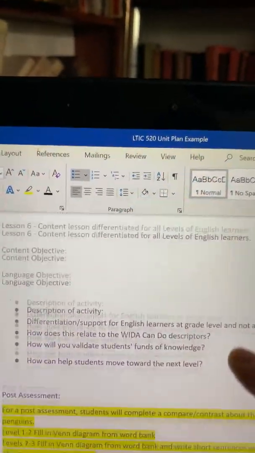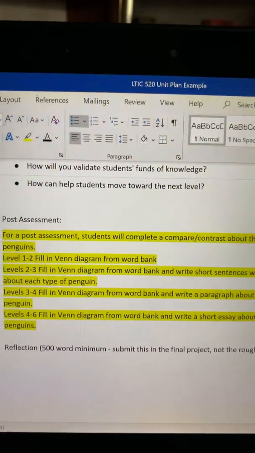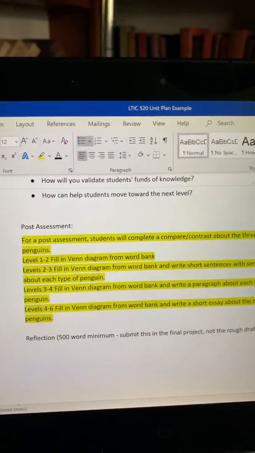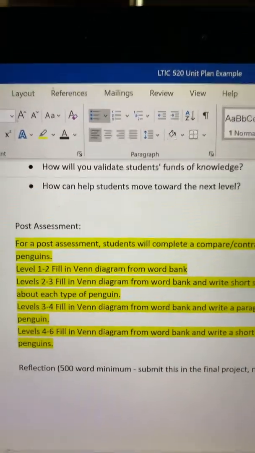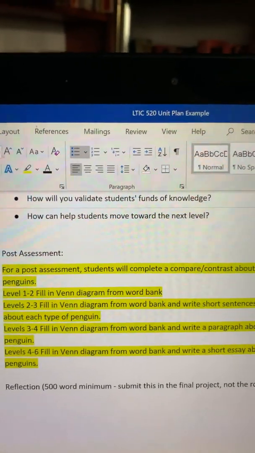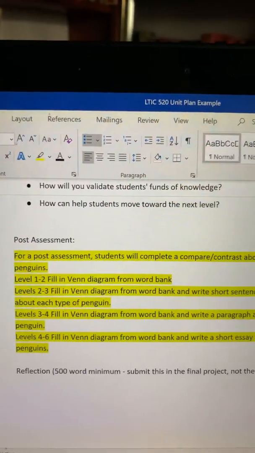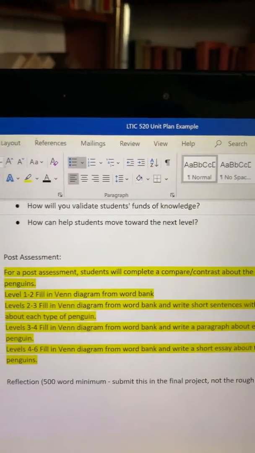And then at the end, remember, you're going to do a post-assessment. All right. And then the post-assessment is a little more structured. And I make a leveled assessment. So levels 1 and 2 do a Venn diagram. They have a word bank. Levels 2 and 3. Now, notice I have levels 1 and 2, 2 and 3. It depends on where the students are.